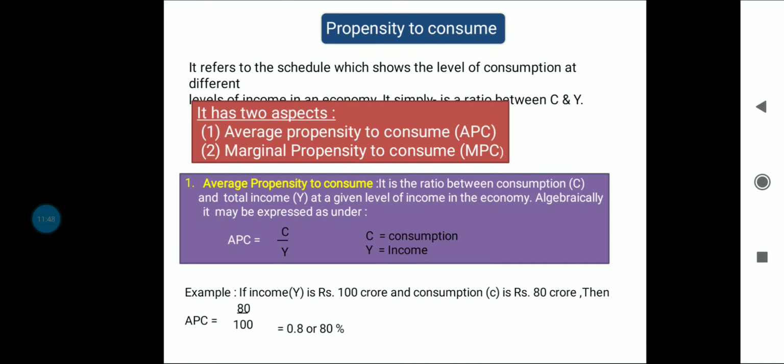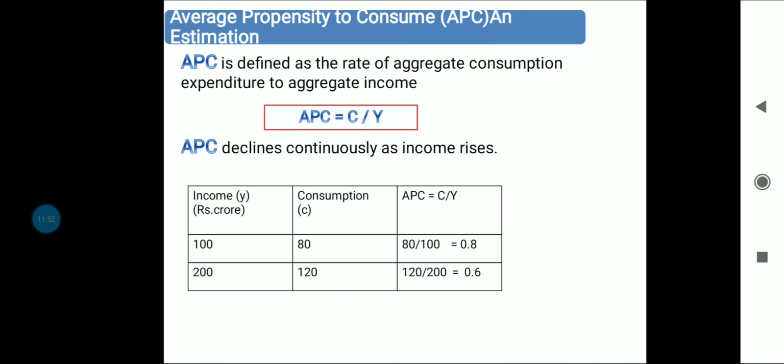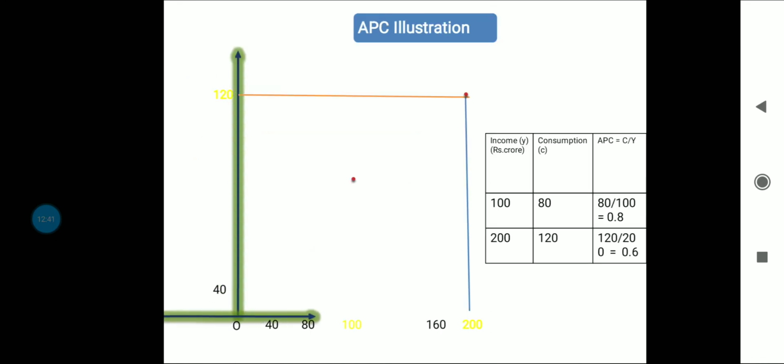Now we will understand this further. It is clear from the schedule that when income is 100, the consumption is 80, and similarly, the calculation of APC will be 0.8. Then when income becomes 200, consumption becomes 120, so the value of APC will be 0.6. What does it show? The tendency of APC is declining in nature. As the income increases, the value of APC decreases.